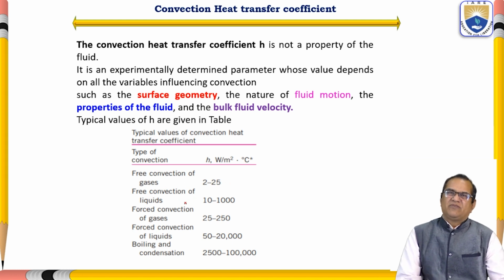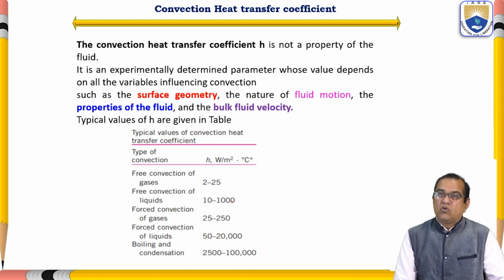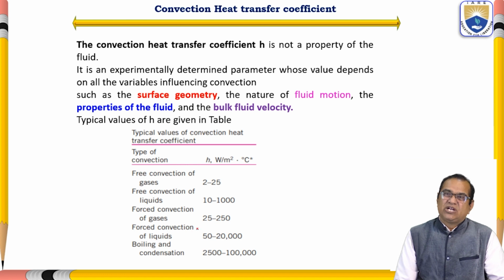Free convection of the liquid is 10 to 1000. Forced convection of the gases is 25 to 250. As you can see, for free convection of gases it is 2 to 25, but if you make it forced, it increases about 10 times, to 25 to 250. Forced convection of the liquid is 50 to 20,000.